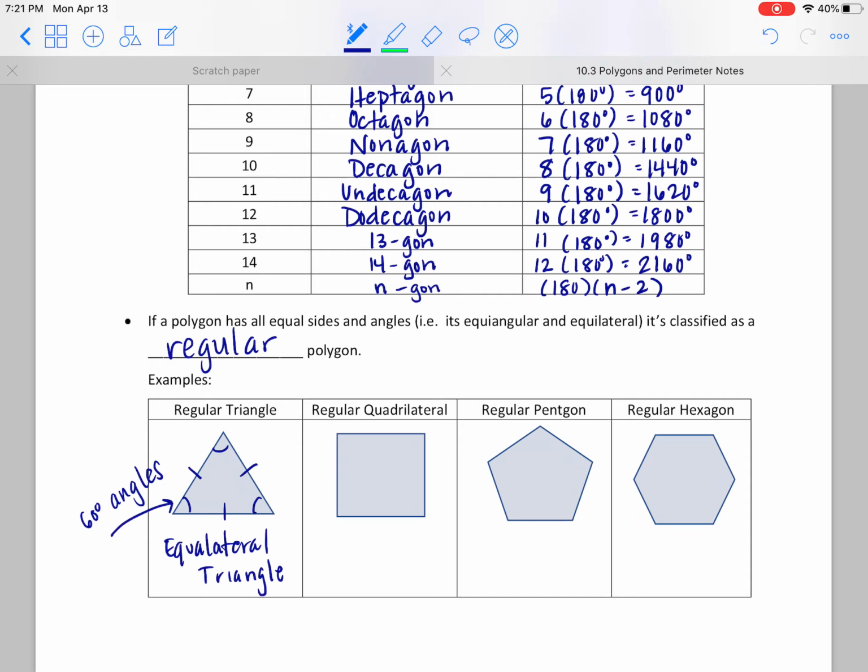All the sides are equal, all the angles are equal. We can call it an equilateral triangle, we can call it an equiangular triangle, we can call it an equilateral and equiangular triangle, or we can just call it a regular triangle. So those are all interchangeable names there.